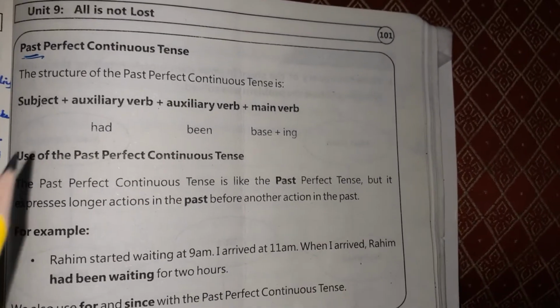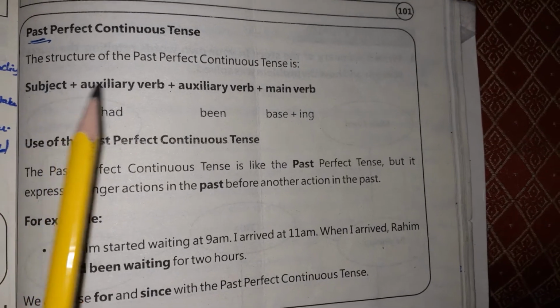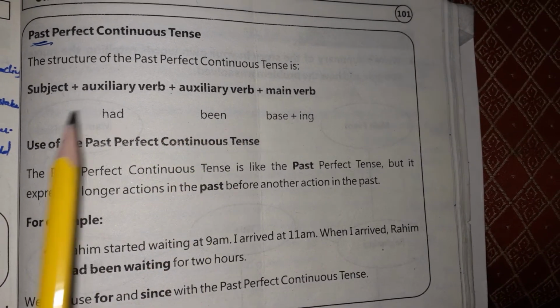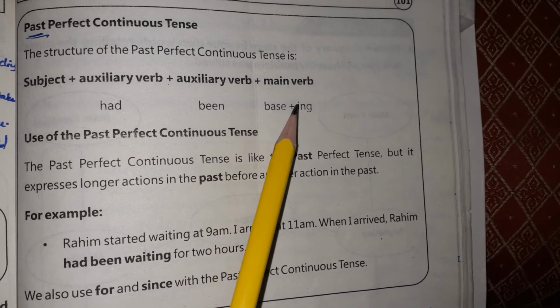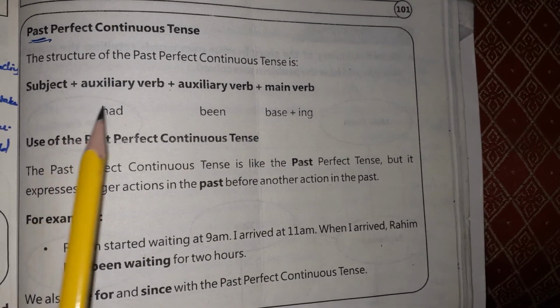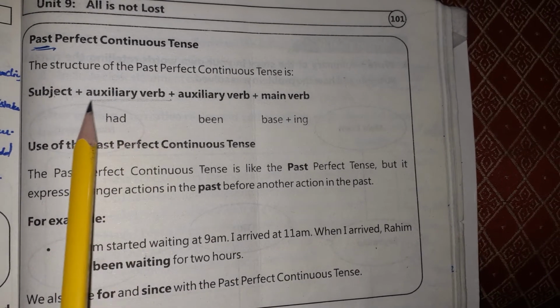Okay, let's look at the explanation first. The structure of the past perfect continuous tense is subject plus auxiliary verb plus auxiliary verb plus main verb. I have already told you what the auxiliary verbs are.